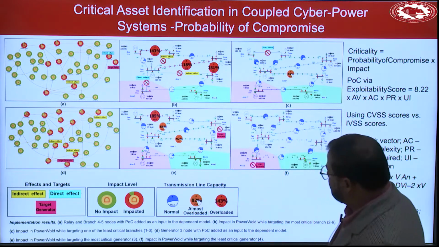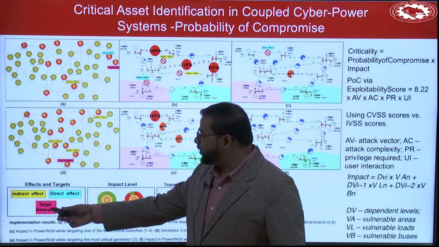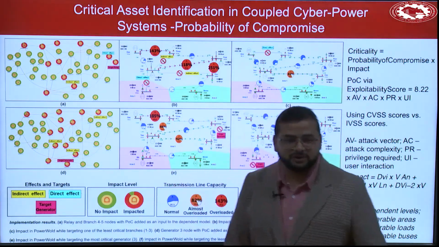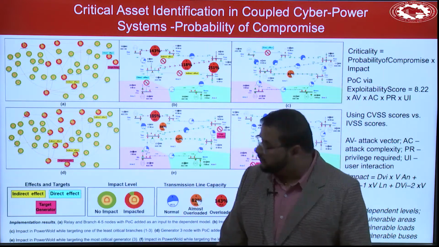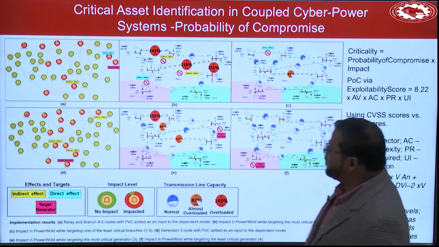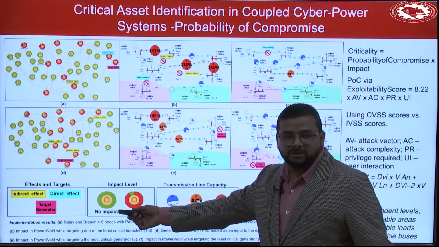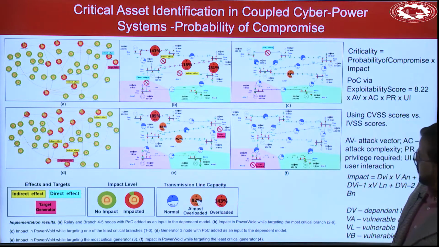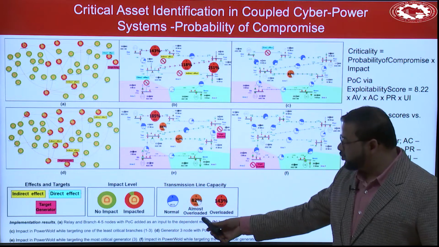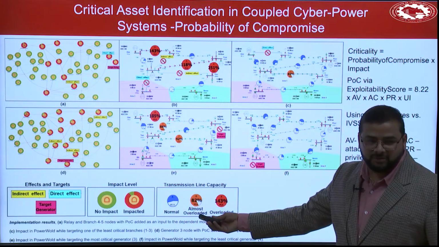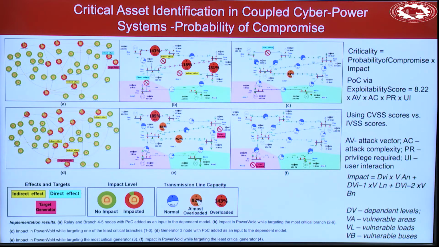Can't see clearly. But the whole point was to understand, for example, with an attacker targeting a generator, which of the assets have direct impact and which have indirect impact. So you see impacted, no impact, right? Then you see what the transmission line capacity will be. This seems to be normal. This seems to be almost overloaded, but having some capacity to handle it. This is overloaded, requiring immediate action.